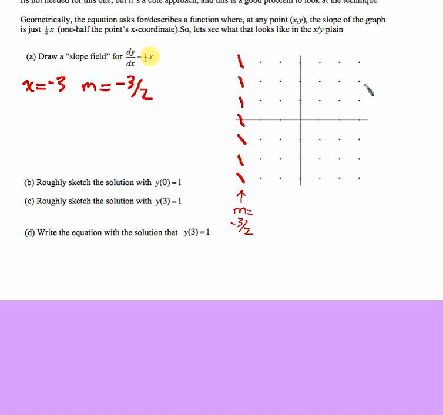Over here on this side, same thing is going to happen, except instead of the slope being -3/2, the slope is going to be +3/2. And then we're going to get these slopes that look like this. And again, I'll mark this for us. So right here, anything in this vertical strip is going to have a slope of +3/2, right? And then we're going to do the same thing for -2, for -1, for 0, for +1, and for +2.